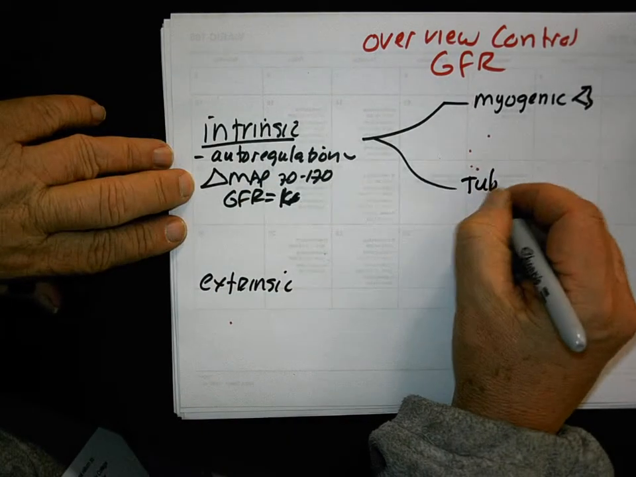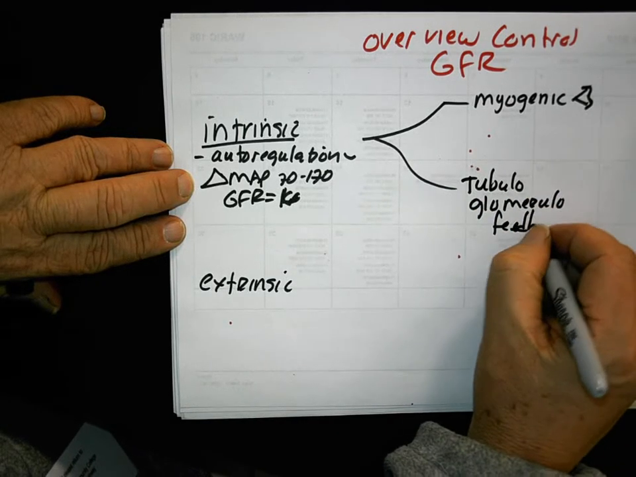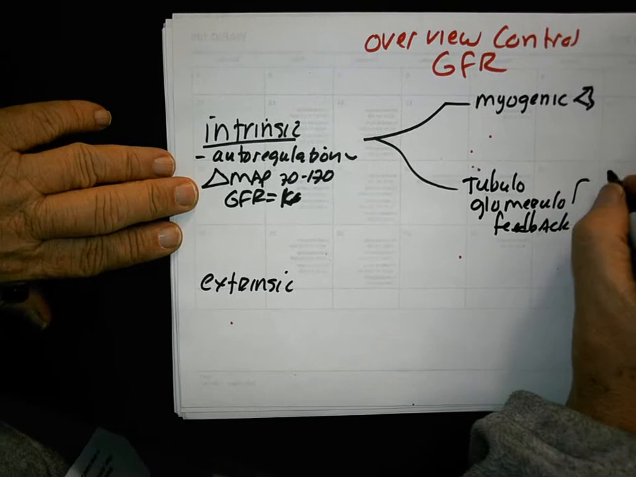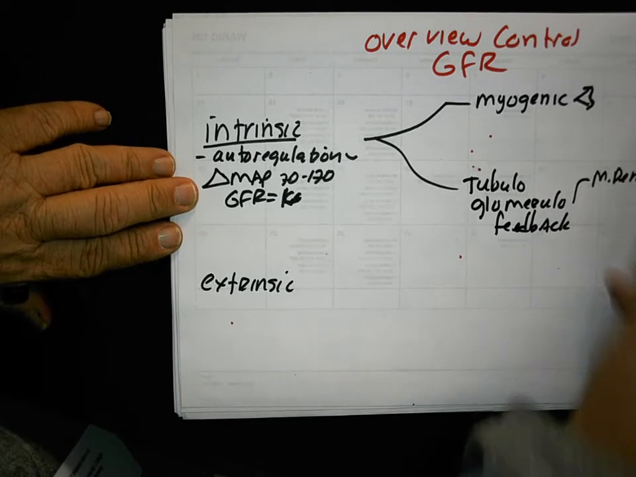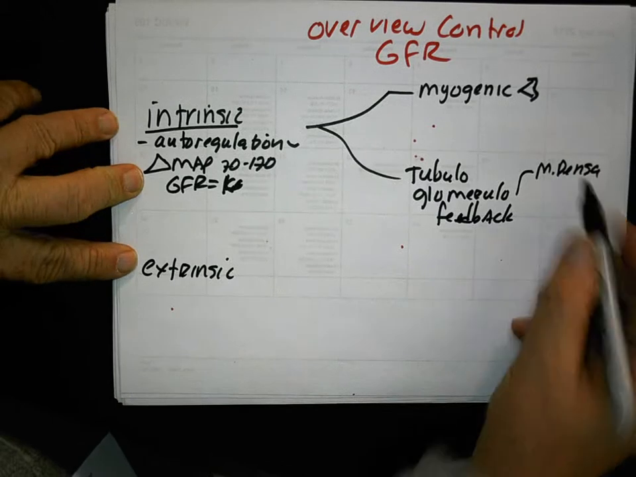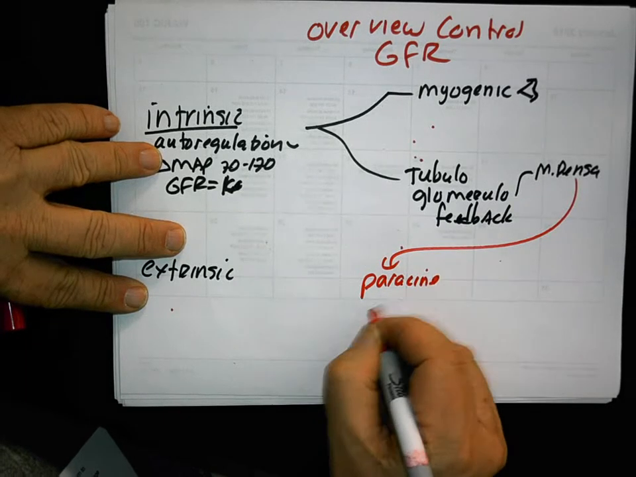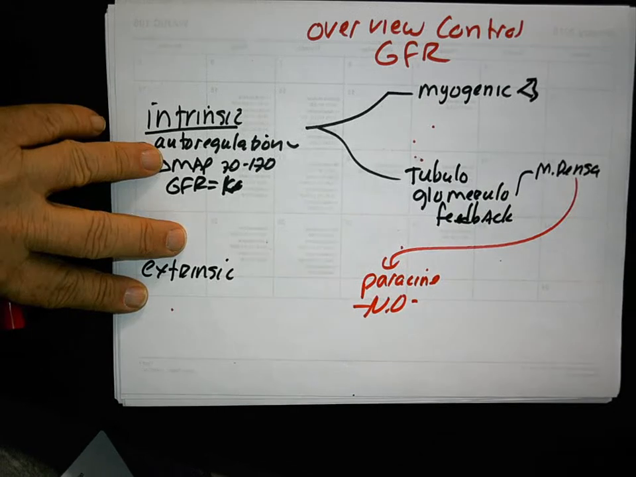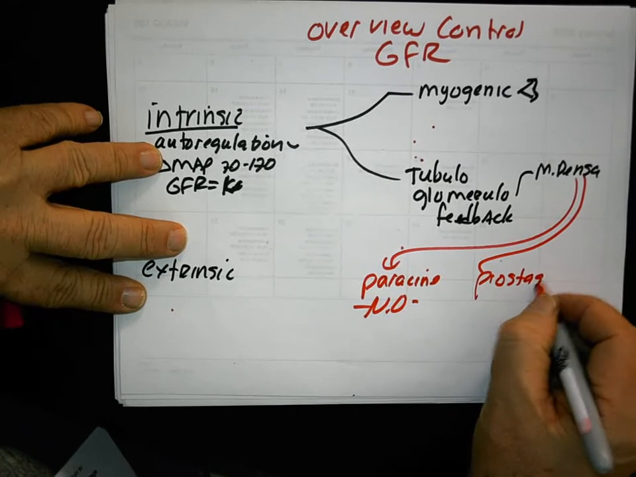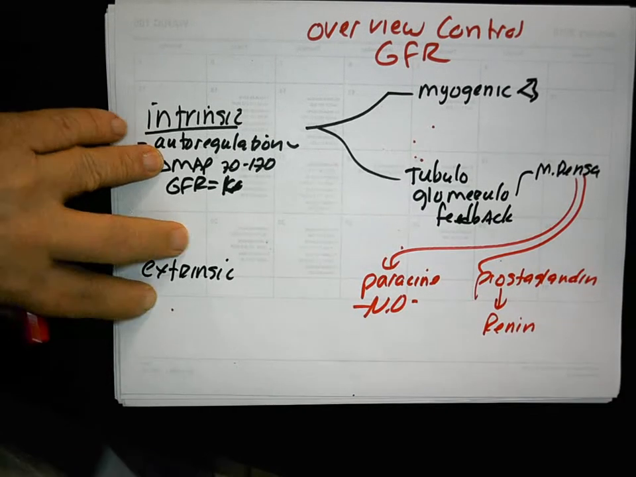The other is your tubulo-glomerular feedback, which uses primarily your macula densa cells, and the two methods it uses is paracrine, such as nitric oxide, which gives an increased or decreased diameter of the afferent arteriole, and prostaglandin, which increases or decreases renin production.